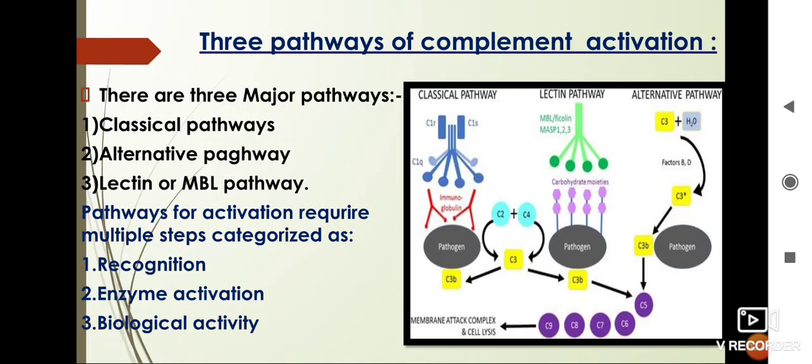Now, the three major pathways of complement activation are as follows: the classical pathway, the alternative pathway, and the lectin or MBL pathway. These pathways require multiple steps. It requires recognition, as all the complement needs some recognition site for binding, then enzyme activation and biological activation.